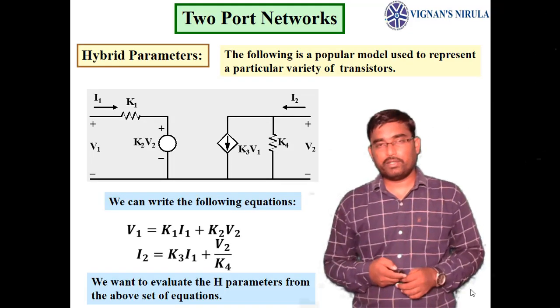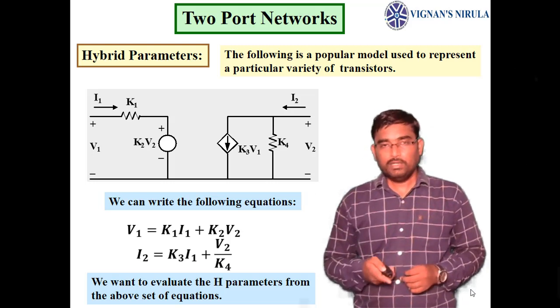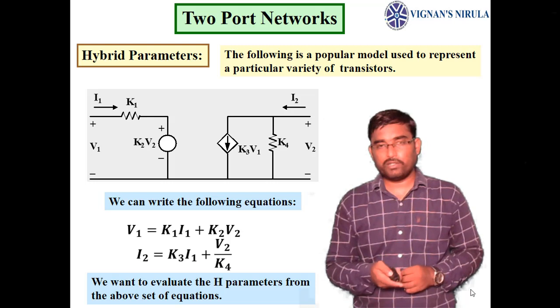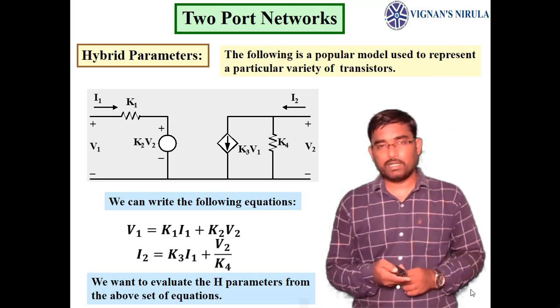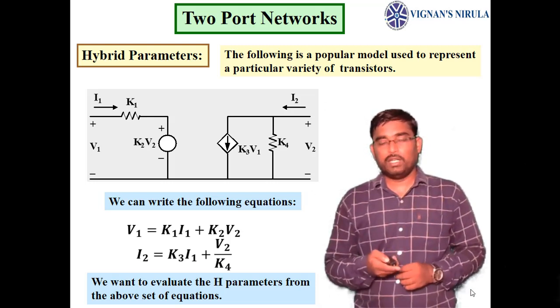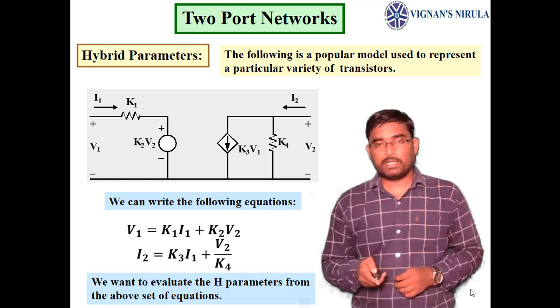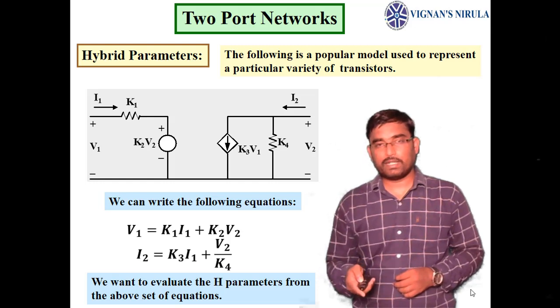Here for the circuit we need to find the H parameters. It is very simple. Just apply KVL for the first loop, the left side loop. Applying KVL for the left side loop gives V1 equals K1 into I1 plus K2 into V2. And next, applying KCL for the right side junction of the right side circuit.